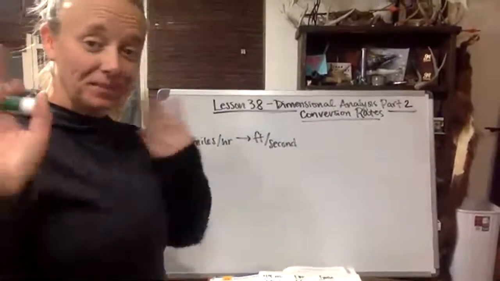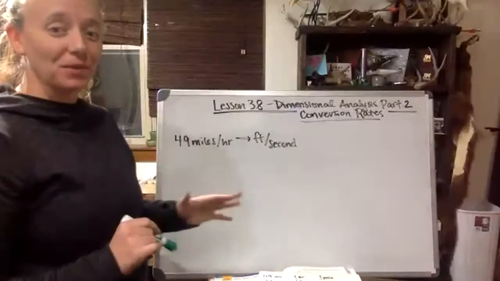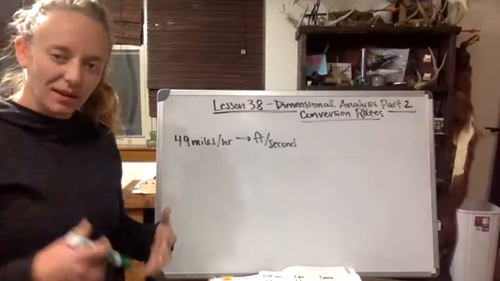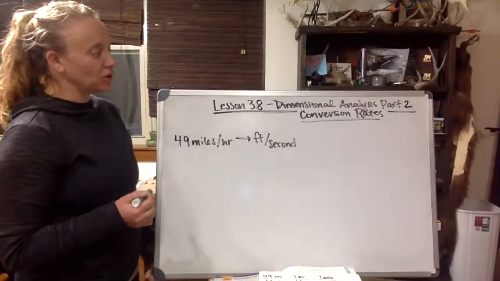Hey, here we go. Last lesson of this whole module. It's going to be wonderful. You're going to do great. Well, I think it's going to be the last lesson. We'll see. This is lesson 3.8, dimensional analysis, part 2, conversion rates.